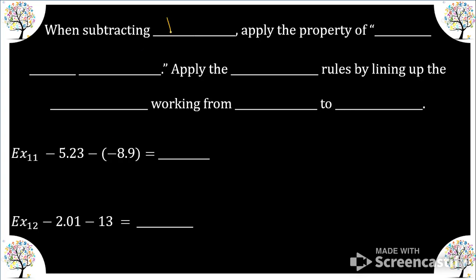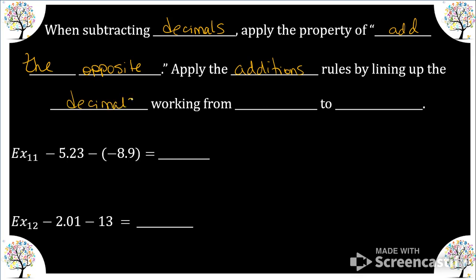Now let's look when we are subtracting decimals. So just like with integers, we're going to apply the property of add the opposite. And then once we apply add the opposite, we will apply the addition rules of integers. And again, we will line up decimals and we will work from right to left. So we have a lot going on here. And again, no calculator here.